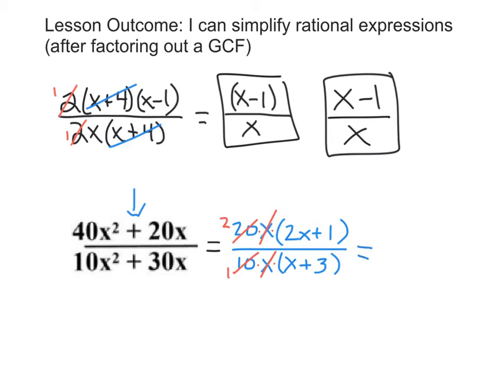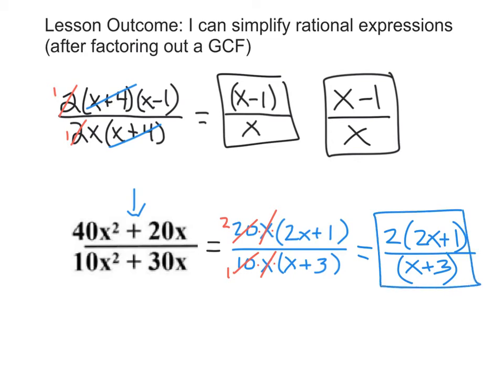So our final simplified form for this is 2 times 2x plus 1 over x plus 3. And again, if you have the x plus 3 in parentheses, that's fine, and if it's not, that's fine as well. There's nothing else I can simplify, and that is our final answer.